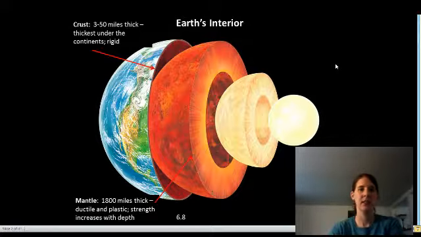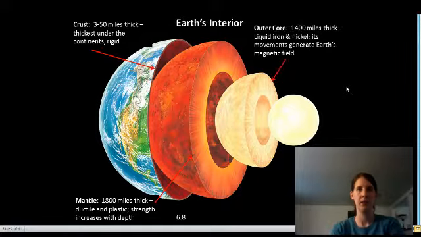Beneath the crust is the mantle. This is estimated to be about 1,800 miles thick. It is ductile and very plastic. It's very easy to manipulate it and move it, but it bounces right back. And the strength actually increases with the depth, so it's very weak up at the surface and much, much stronger the further down you go.